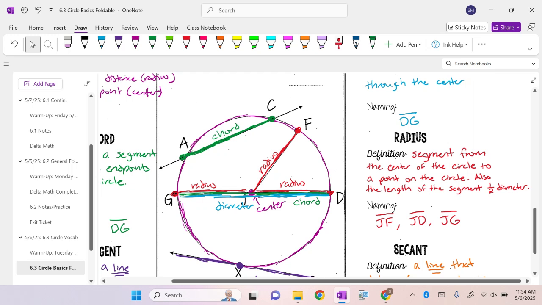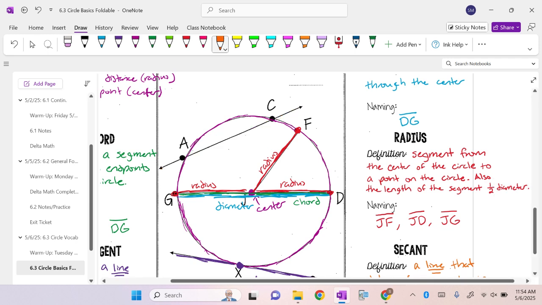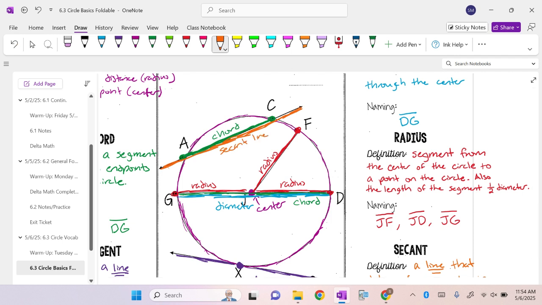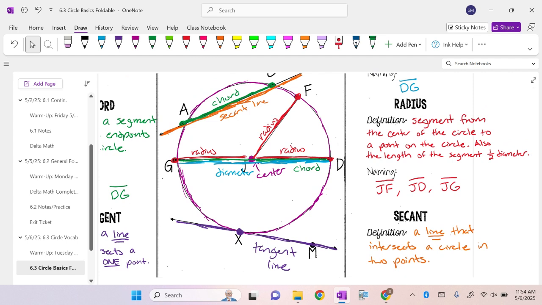So remember, lines end with arrows. So where do you think my secant line is? A to C. So this line right here is my secant line. The difference between a tangent line and a secant line is a tangent line lightly brushes up against the circle. It does not go through the circle. It just hits it at that 1 point and then just continues on its merry way. Whereas a secant line actually goes through the circle. It just stabs right through it and then it goes out of it.